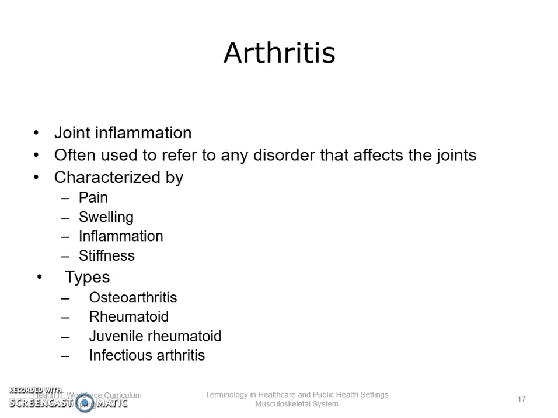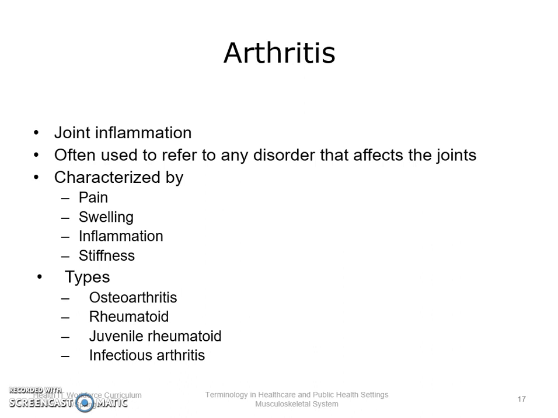Arthritis literally means joint inflammation. Although it describes a symptom rather than a specific diagnosis, the word arthritis is often used to refer to any disorder that affects the joints. Arthritis is characterized by pain, swelling, inflammation, and stiffness.